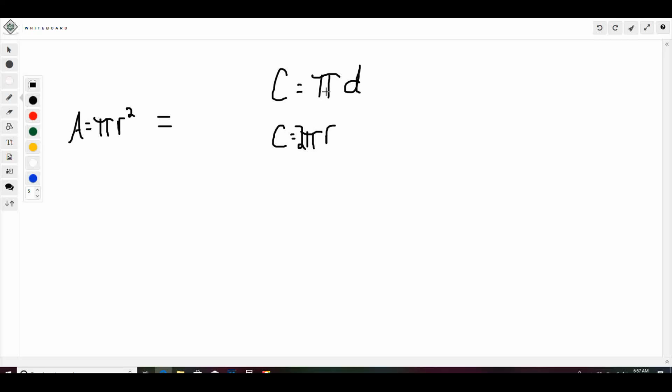Now, on area, which is number 2, the formula that you're going to use there is going to be this one. Area equals pi r squared. It's going to be kind of hard to keep those situated in your mind.